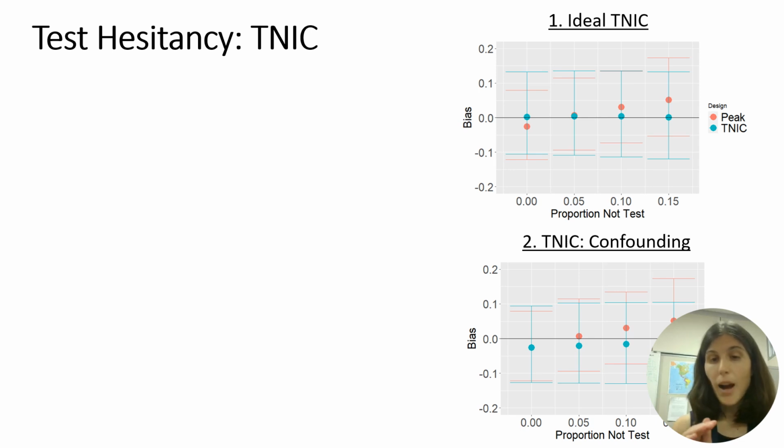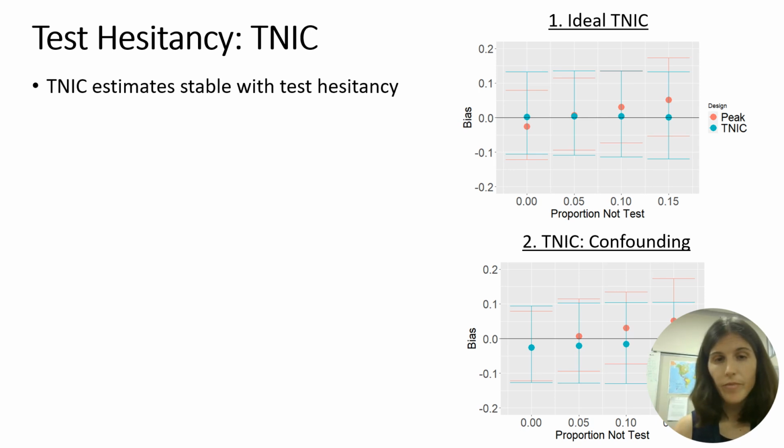In the bottom graph, this is the test negative design with confounding. So the bias here in the test negative design is stable regardless of the proportion who don't test, but there is still bias because of this issue of confounding. And again, in the peak design, the bias will depend on the proportion who don't test. So the test negative estimates are stable regardless of the degree of test hesitancy, so we don't need to worry too much about how many people are reluctant to test in our study.